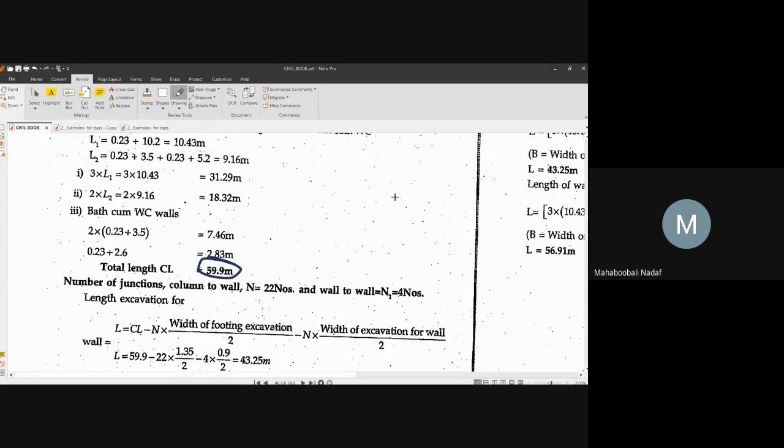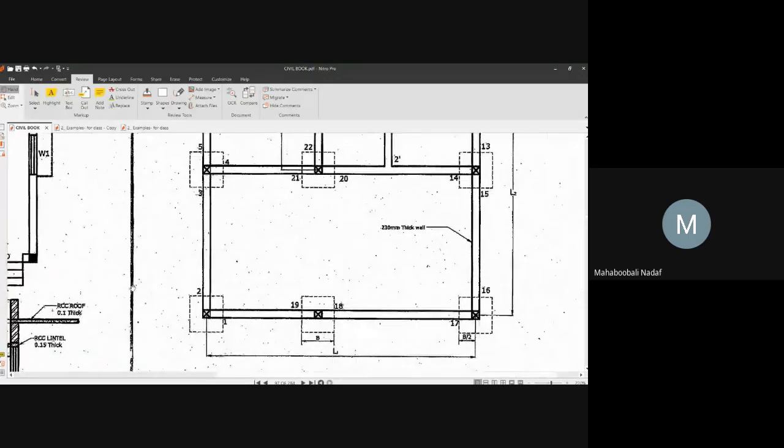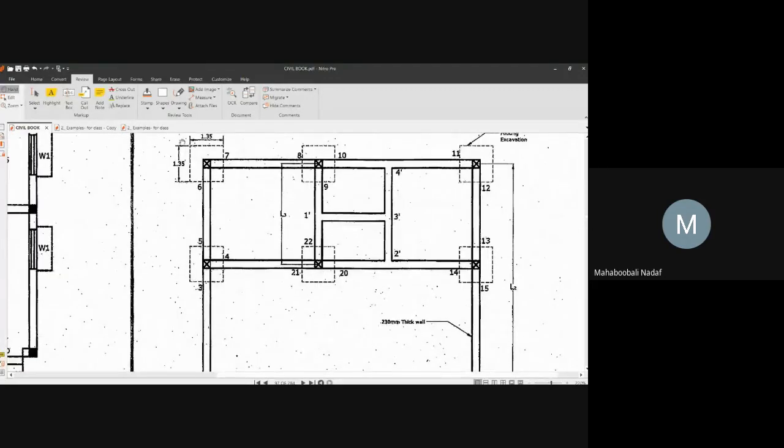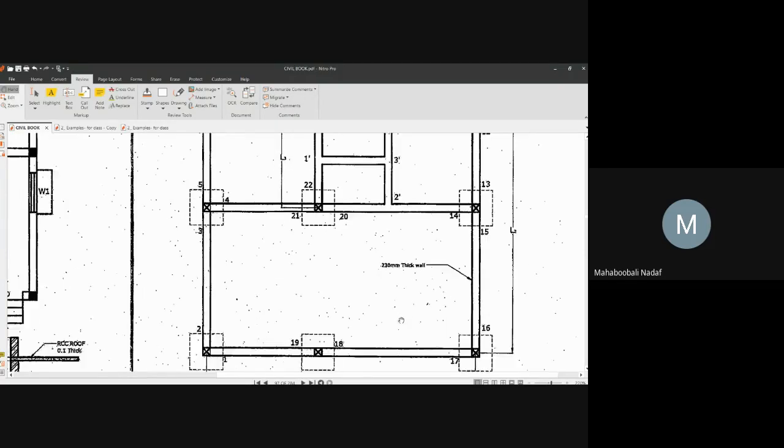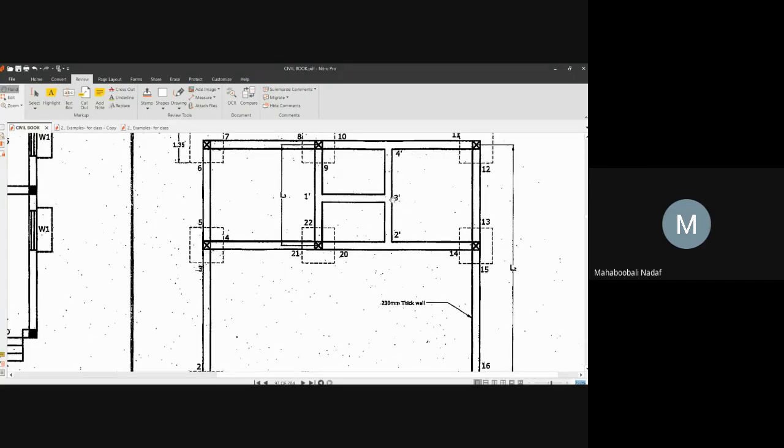Now, you see this diagram. Can you see the overlapping? Wherever a column is there, the junctions are more. Correct or not? Yes, sir. Junctions made up by column and wall are different, and junctions made by wall and wall are different. We know the corrected center to center length.